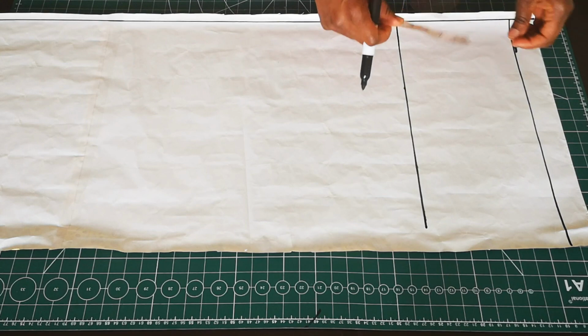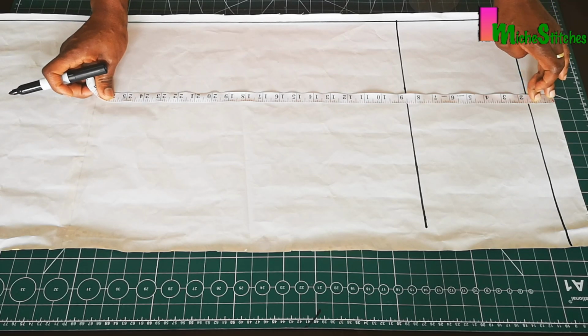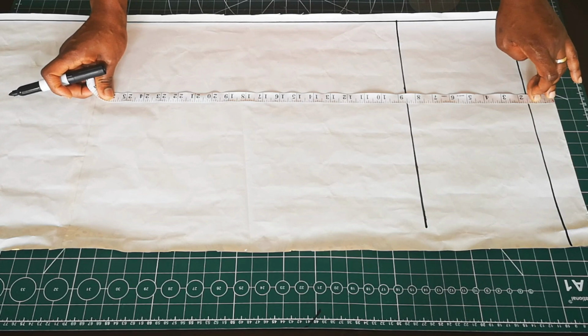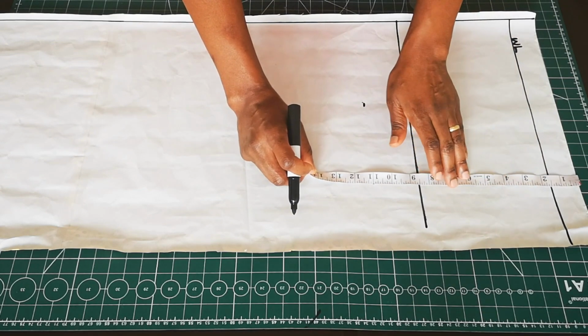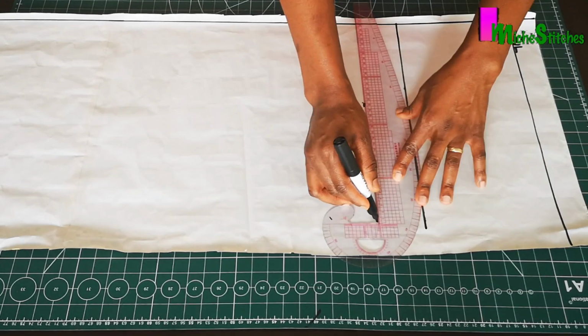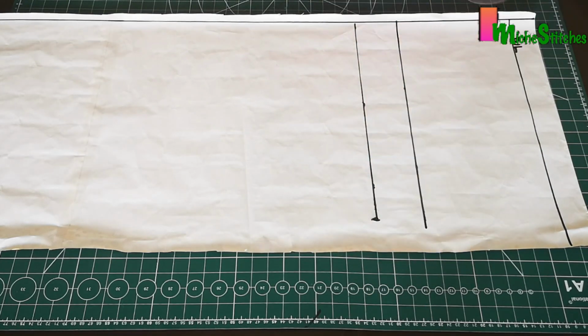Next, we're going to measure our crotch length, and our crotch length is gotten by either you take away your outseam from your inseam, and whatever measurement you get, that's what you're going to apply here. Another way to get your crotch depth is to see it on a surface, as you can see on the screen, and the measurement you get from that surface will be your crotch depth. Or the simplest way is to divide your hip circumference by 4. So I'm marking my 11 inches on that point. Then connect with a straight line as well.